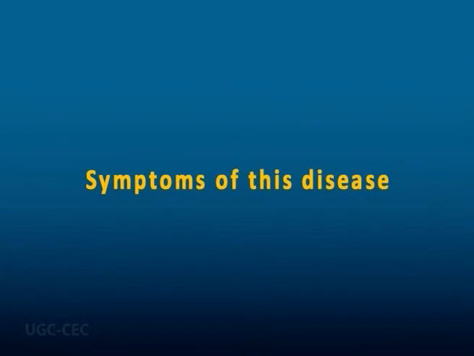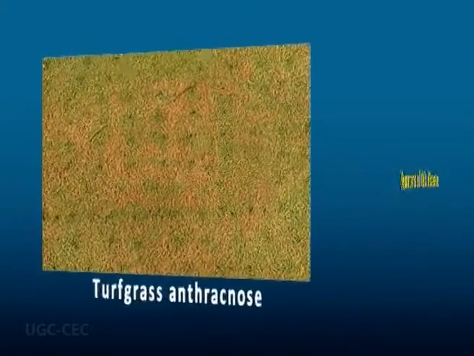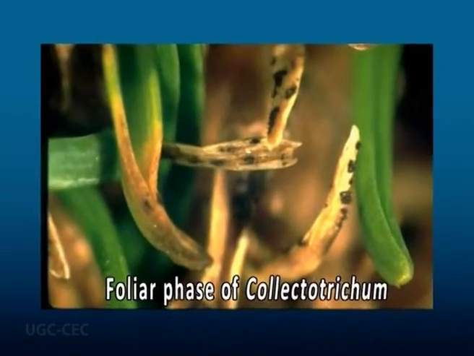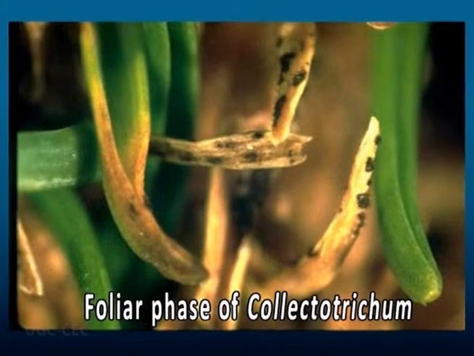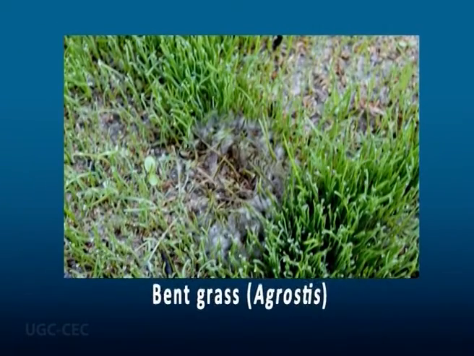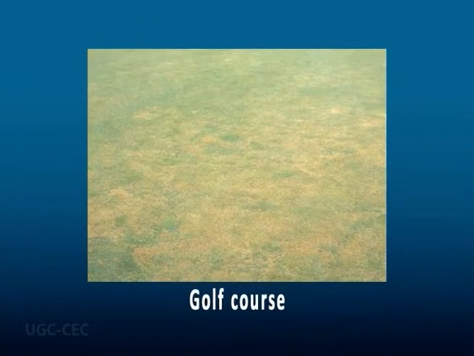Symptoms of this disease. It is a foliar disease. Foliar lesions appear reddish in color. The foliar phase produces elongated, chlorotic leaf spots and black acervuli. Finally, leaves turn brown. Black setae on plant surface are key sign of this disease. It makes large fields of bent grass patchy. Lawns and golf courses affected by this pathogen give a patchy look.